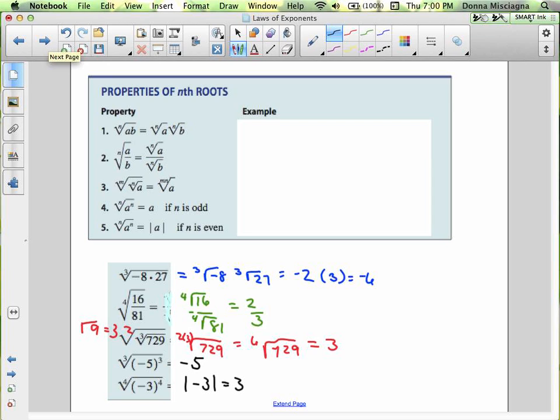So all this is saying is that the index and exponent cancel each other out. But watch the signs.